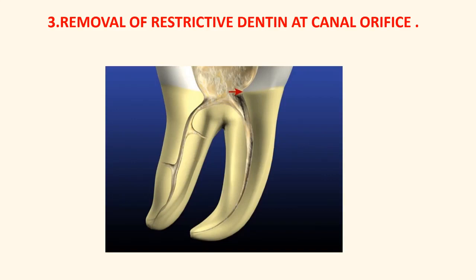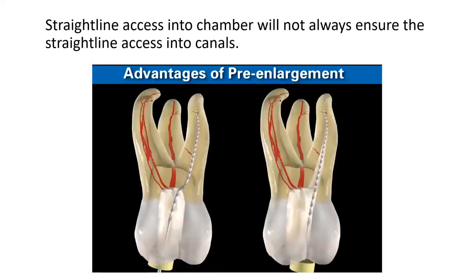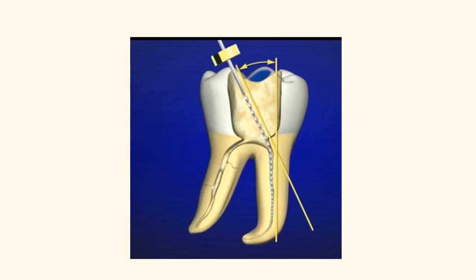Till now we have discussed the reading of the preoperative radiograph, access cavity, orifice location and initial scouting of the canal. Next step is the removal of the restrictive dentin at the canal orifice. Straight line access into the chamber will not always ensure straight line access into the canals. Here you can see the file is getting deflected from the straight line due to the restrictive dentin at the orifice of the canal.